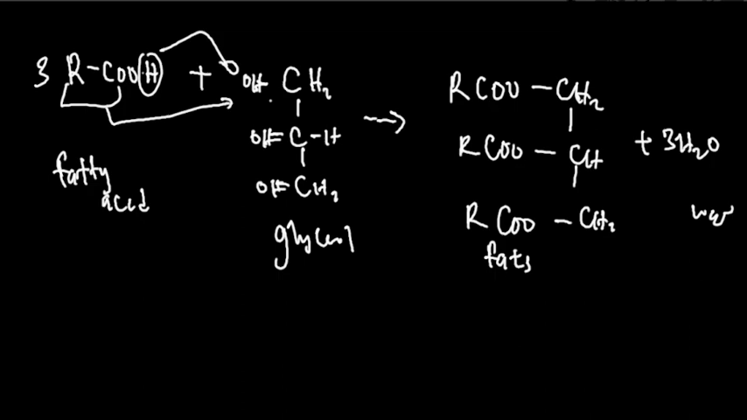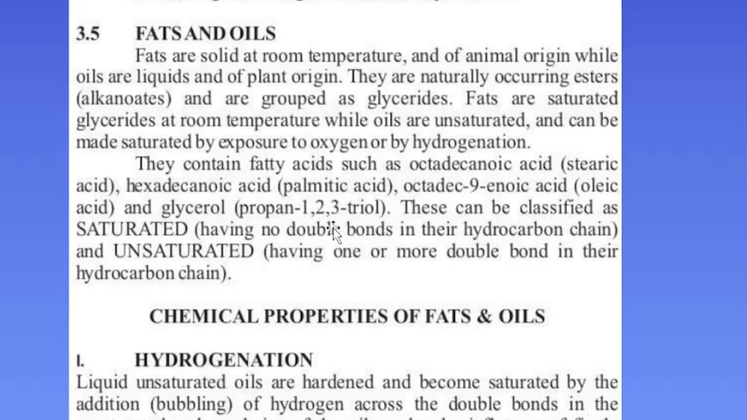So moving ahead, what else can we notice about this? They contain fatty acids such as your octadecanoic acid, your stearic acid, your hexadecanoic acid, your palmitic acid, octadec-9-enoic acid, which is the oleic acid, and glycerol. As I mentioned, these can be classified as saturated. Now, when you refer to something as saturated, it simply implies that they have no double bond. On the other hand, they can also be classified as unsaturated when there is one or more double bond or triple bond.